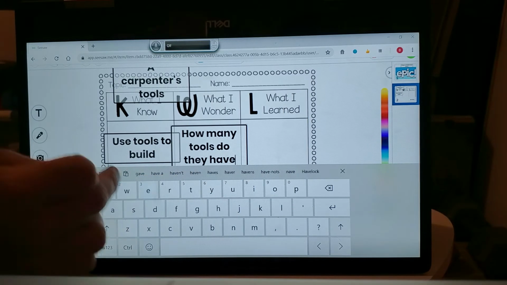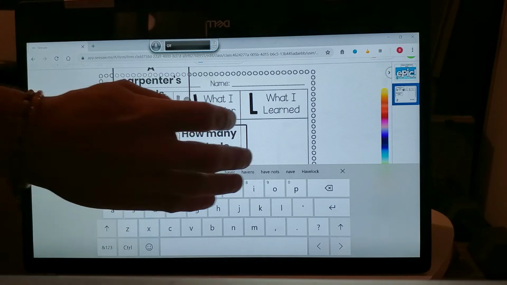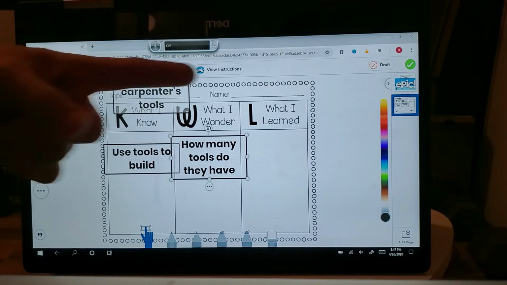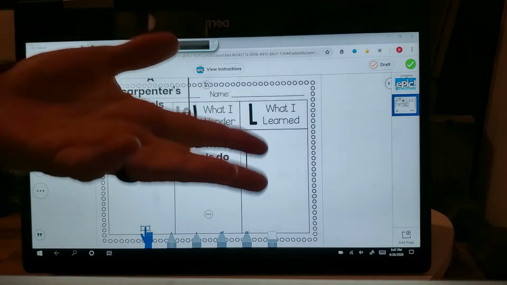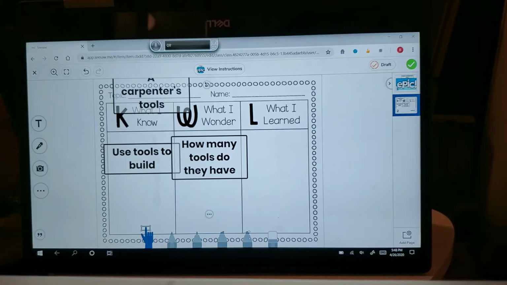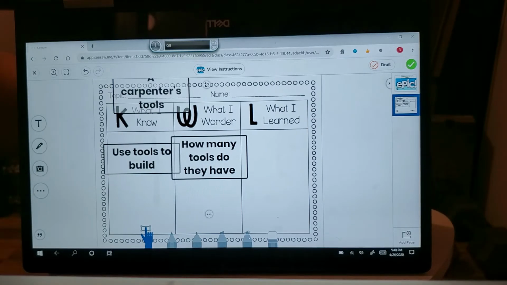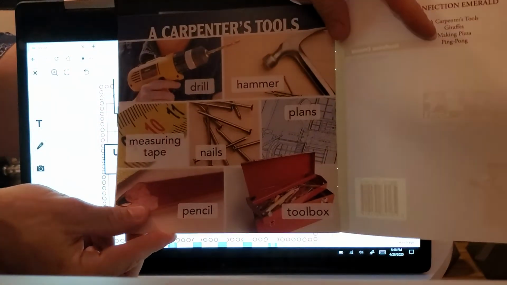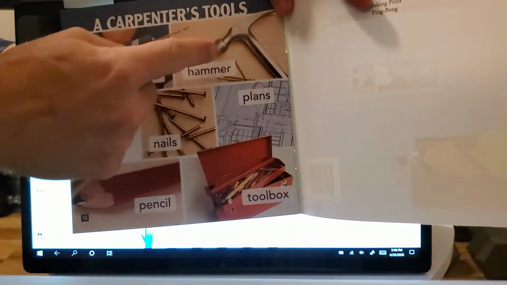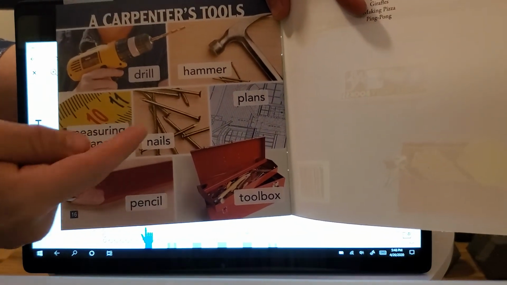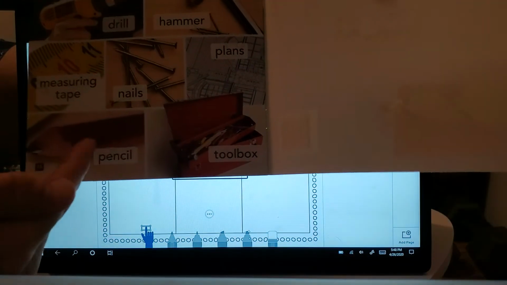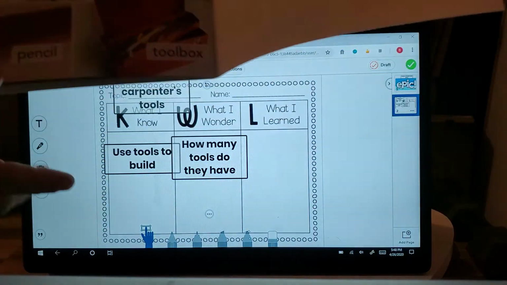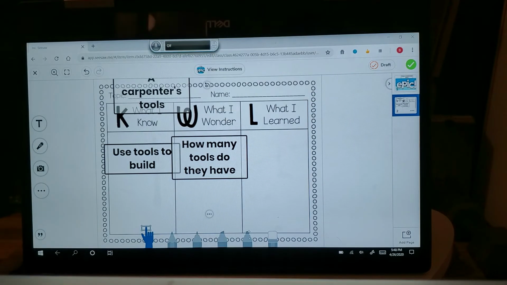Well, reading through the book, let's take a quick look back at that. Because then when we wondered how many tools did they have, well, one of the things we learned in the book was all the different tools that the carpenter had. Let's take a quick look at that last page, guys, and let's see if we can count all of the important tools. Here's our glossary page, and let's count. We had a drill, a hammer, a measuring tape, nails, plans, a pencil, and a toolbox. So that's 1, 2, 3, 4, 5, 6, 7. That is 7 tools that a carpenter needs.